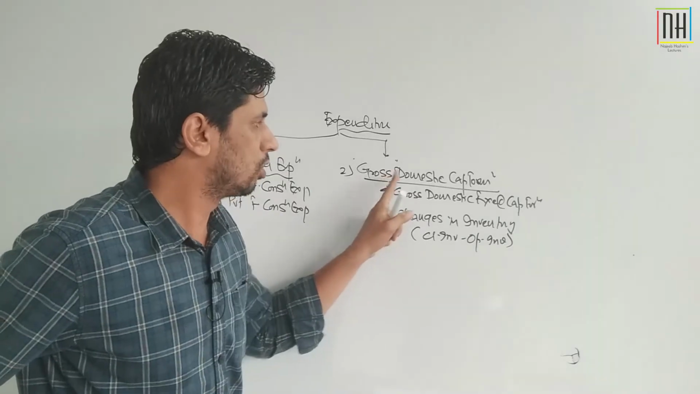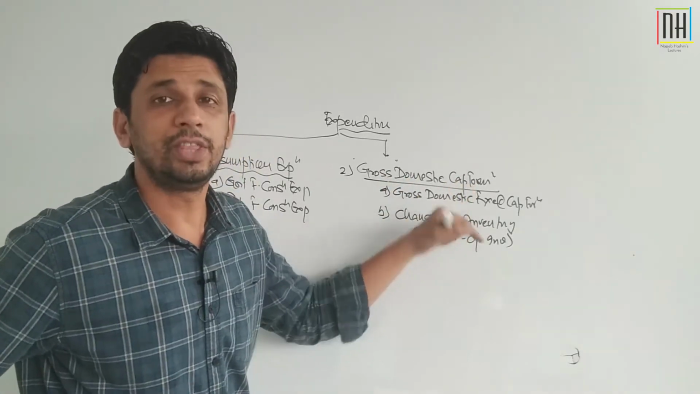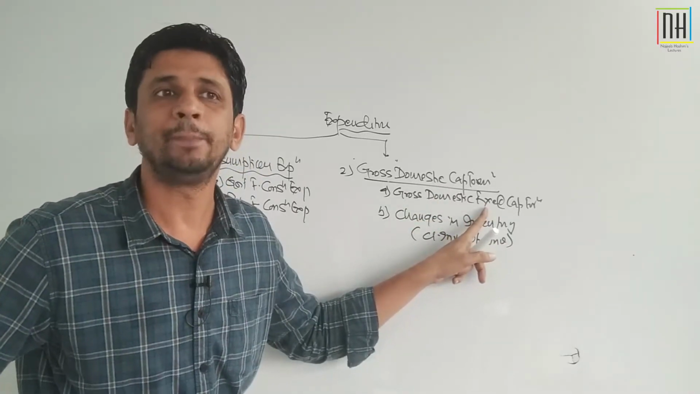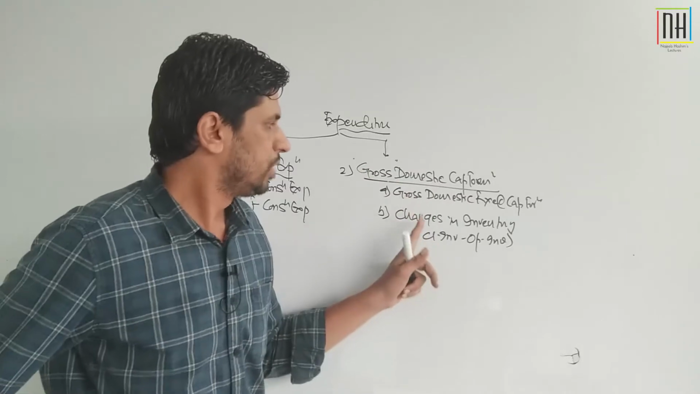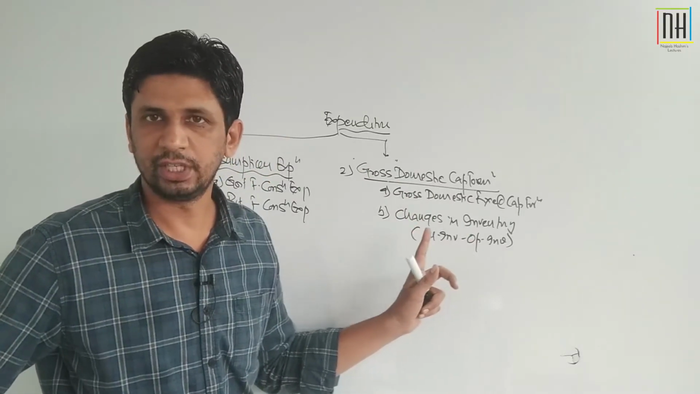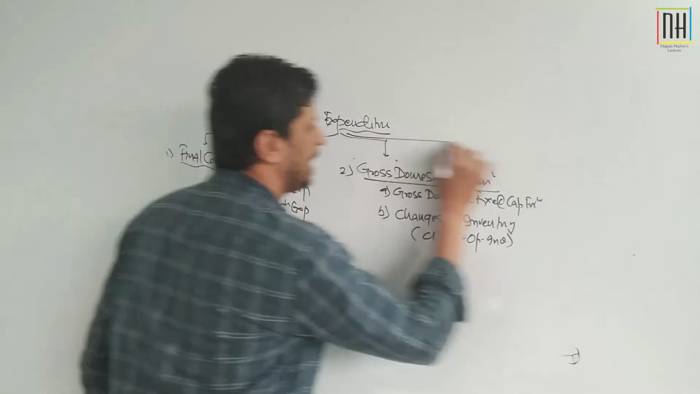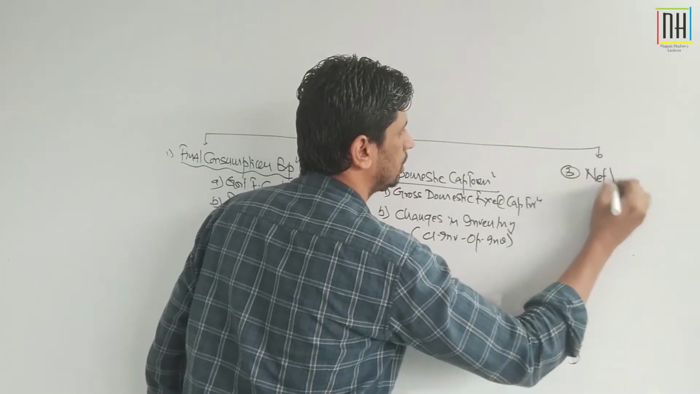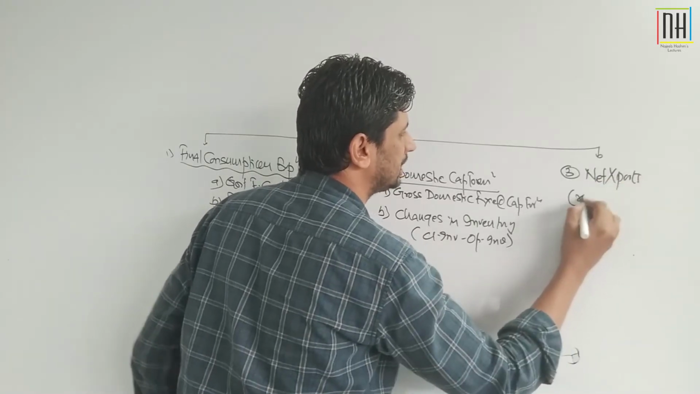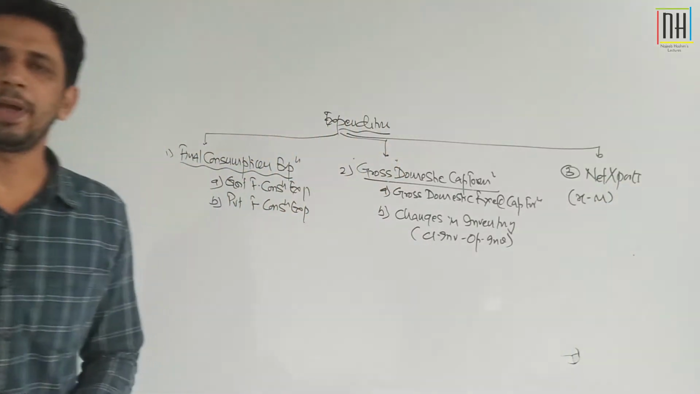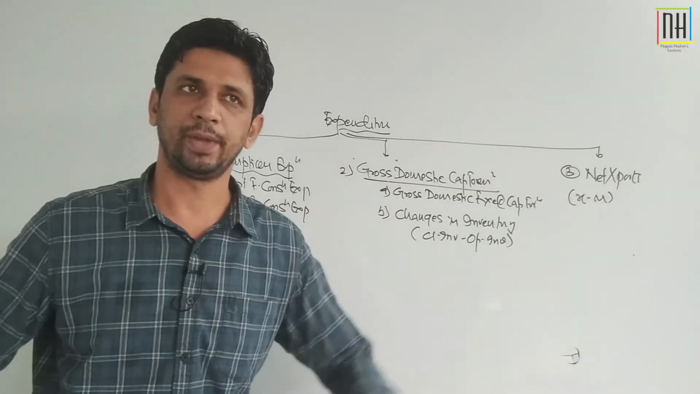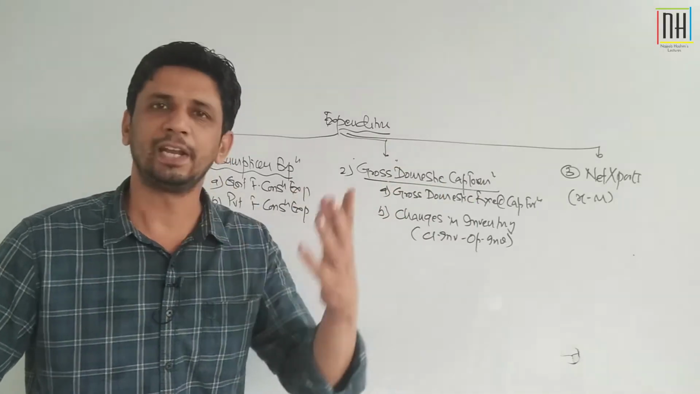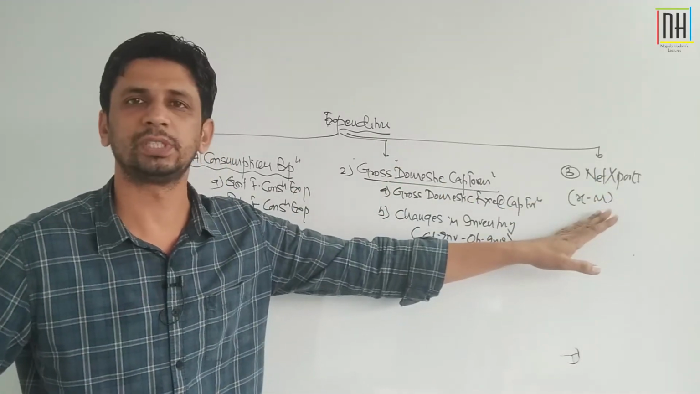The main heading is gross domestic capital formation, and in this we have two subheadings: gross domestic fixed capital formation, which represents the investment in fixed assets, and changes in inventory. After that we have the third constituent, net exports, which represents export minus import. I had already told you the reason behind this: in exports we have expenditure on raw materials, intermediate goods, goods and services, so that basically gets considered in net exports.